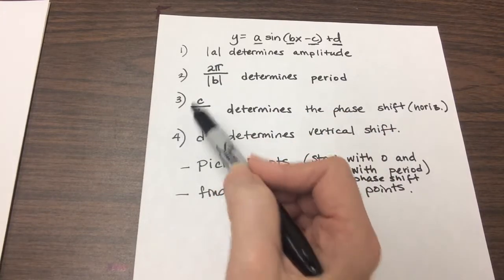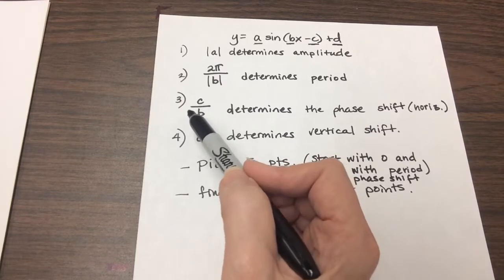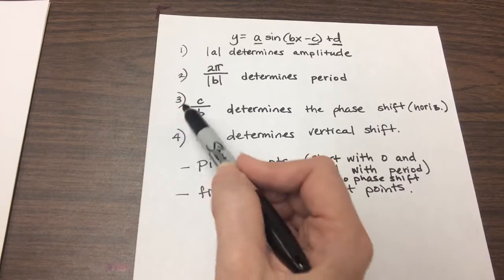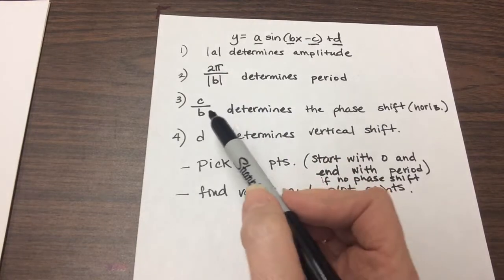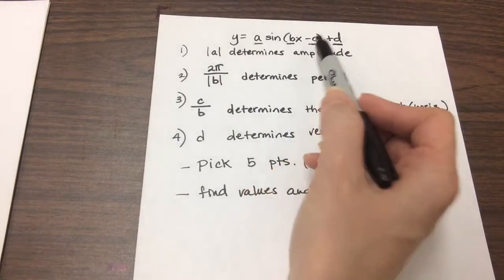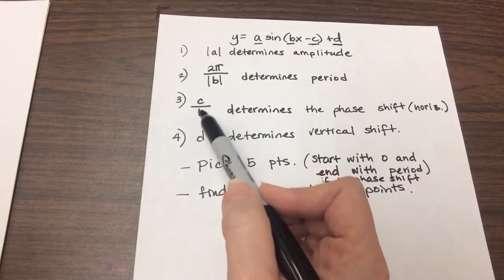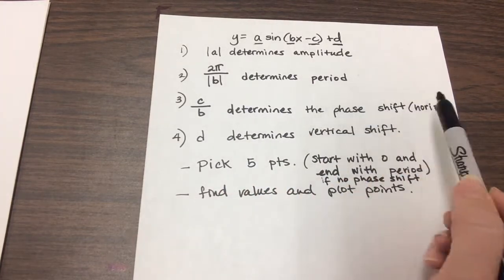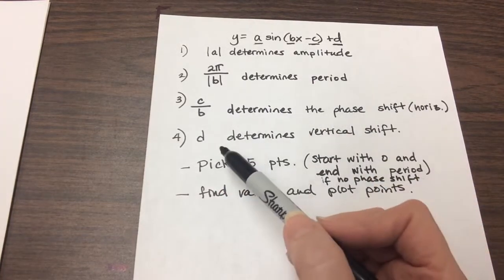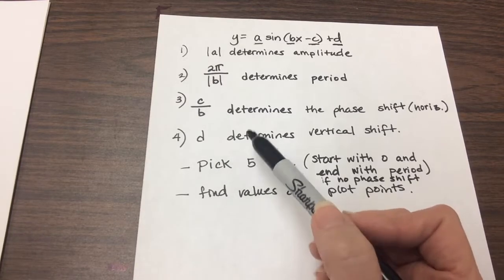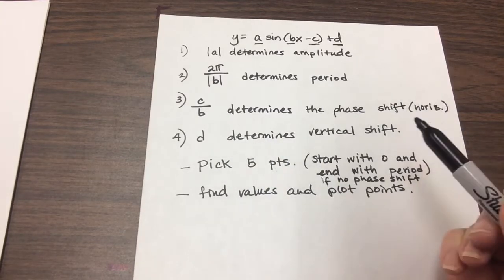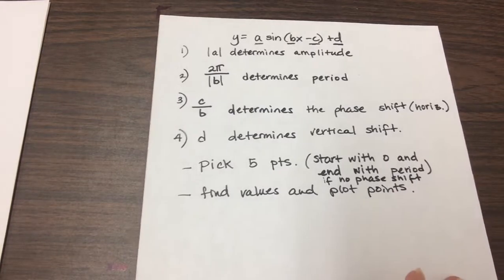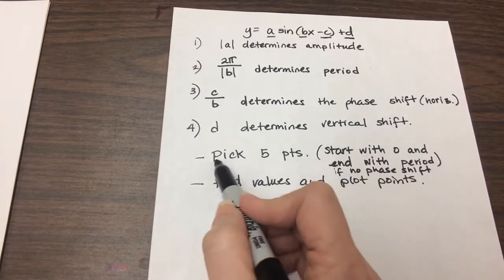I'm going to graph some easier ones to begin with, and then I'll go over C and D. But to go ahead and just tell you how each of these is affecting the graph, C over B is going to determine the phase shift, or how I move the graph left to right, and then D determines how I move the graph up or down. That's my vertical shift.